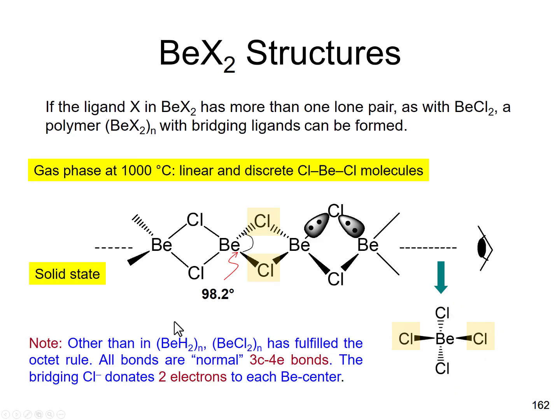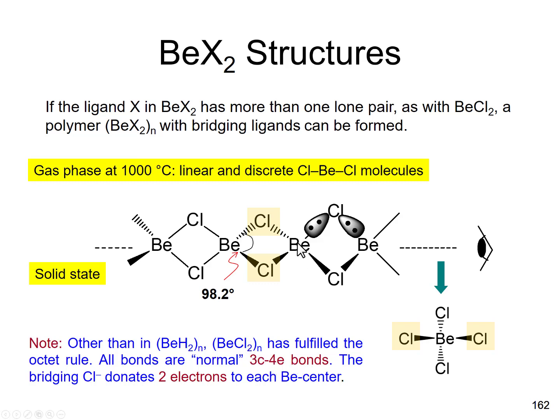Now, this polymer is electronically quite different from the polymer of beryllium hydride. We have learned previously that beryllium hydride actually forms a polymer under formation of electron-deficient 3-center 2-electron interactions. And that was due to the fact that the hydride only contains 1 lone pair. Chlorides contain multiple lone pairs, and so it can form normal 3-center 4-electron bonds.